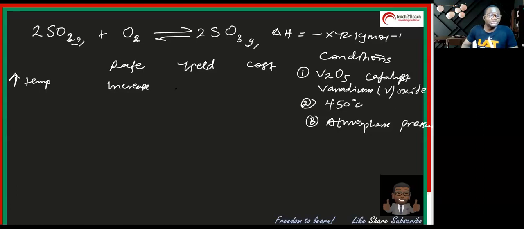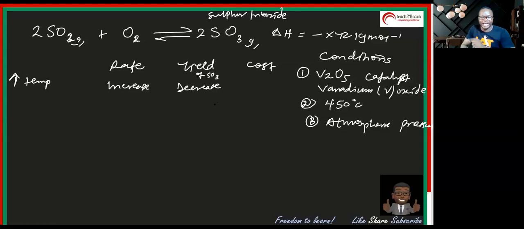So that means if I increase the temperature of the system in an attempt to increase rates, I'm going to get less sulfur trioxide being produced, right? So that means I'm going to have a decrease in what? In yield. Yield of SO3. And a decrease in yield will not favor me because I need to produce more product. So the more I increase the temperature, the lesser the yield that I get.